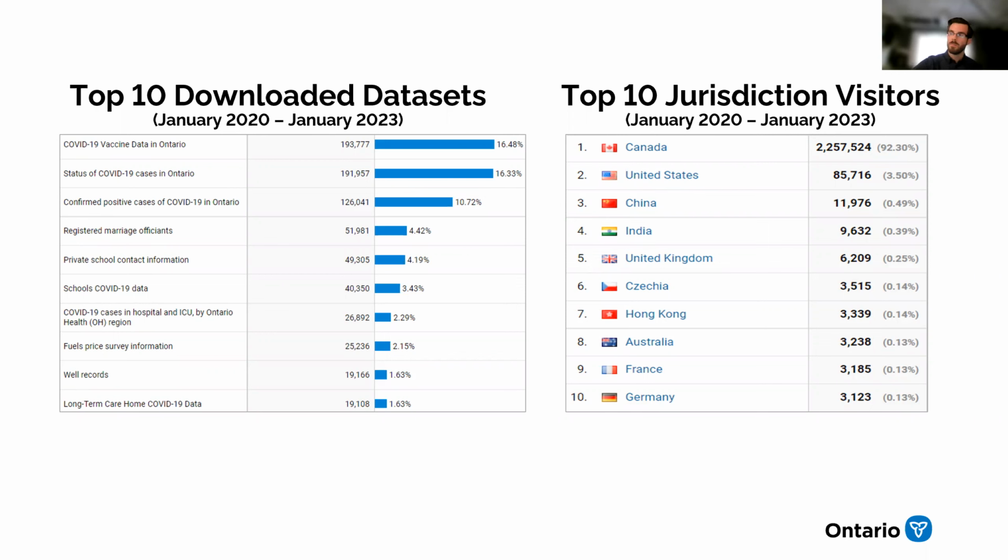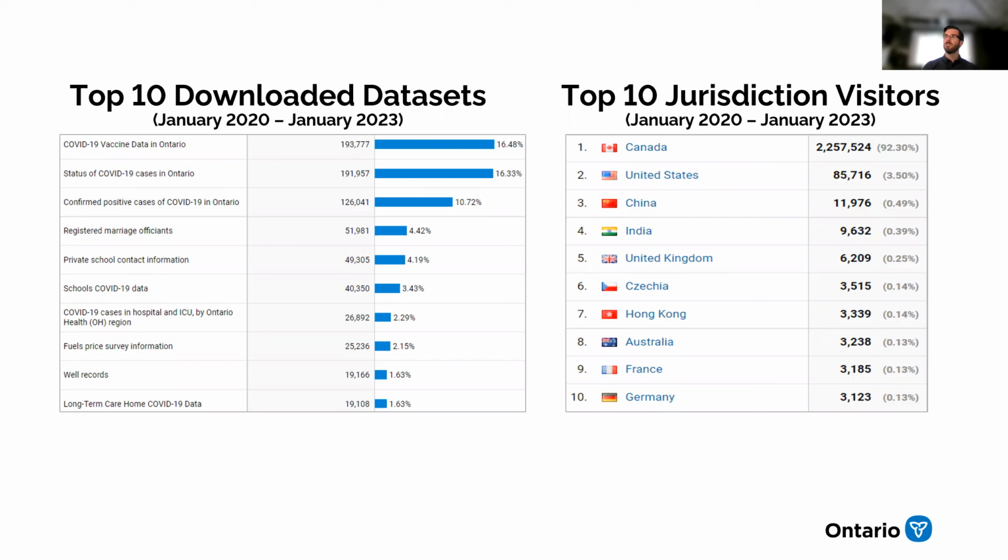As you can see, more than half of the most downloaded data sets are COVID-19 related, and this is because the catalog is a useful platform for users to find all related data sets in one location. There are also many individuals who use other data sets, such as the registered marriage officiants data set and the private school contacts data set.